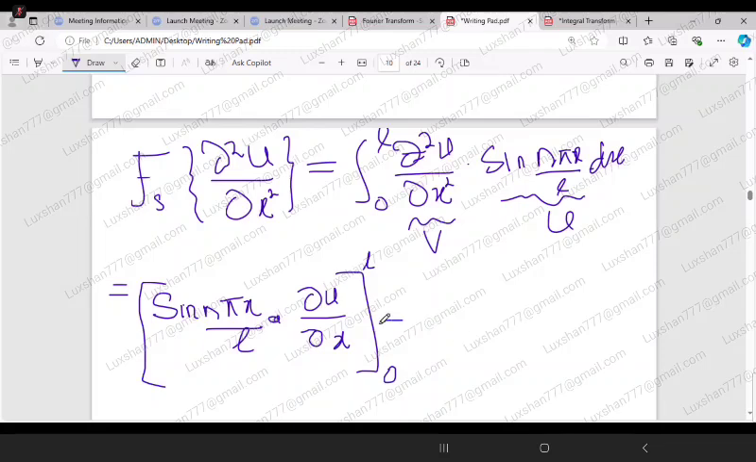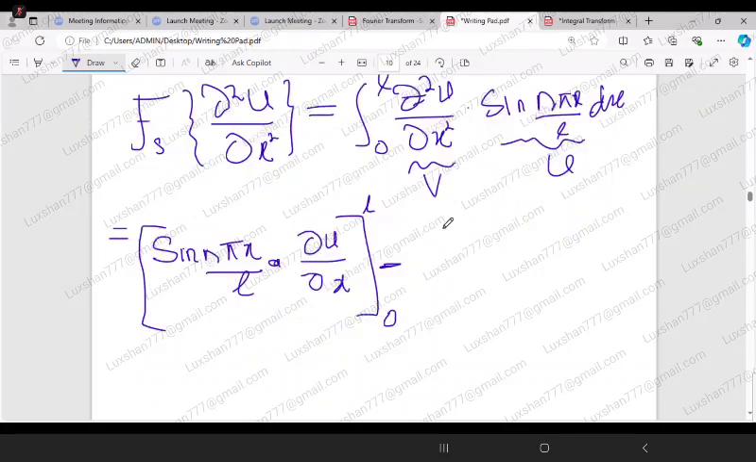Zero to L, minus, integration 0 to L, sine n pi x over L into. Okay, I'll write the partial of u bar first, and that is easy for us. That is, partial u over partial x into sine. Not the sine, differentiation. So differentiation of this one is cos n pi.